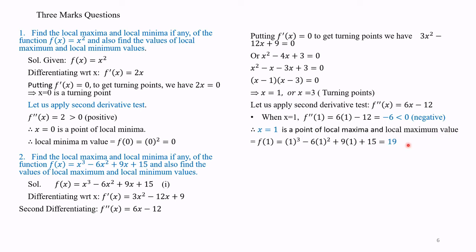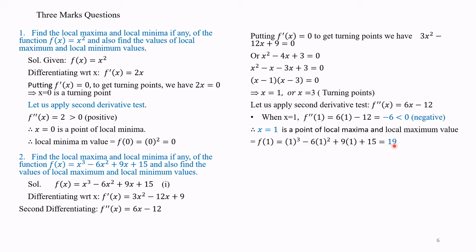The local maximum value is found by putting x equal to 1 in the given equation, x³ − 6x² + 9x + 15, that is equation 1. So if we put x as 1, it will be 1³ − 6(1²) + 9(1) + 15. Simplifying, we get f(1) equal to 19. So x equal to 1 is a local maxima and its value is 19.